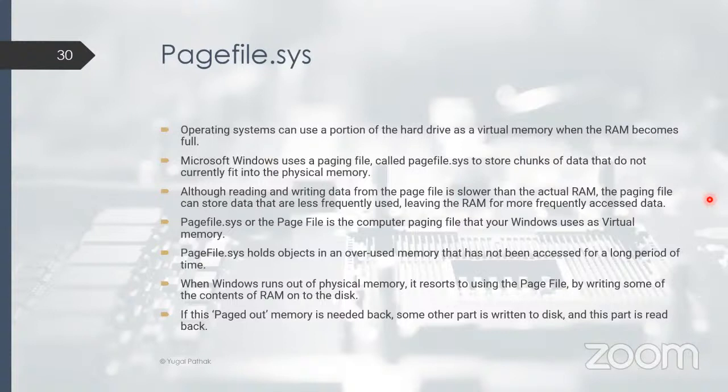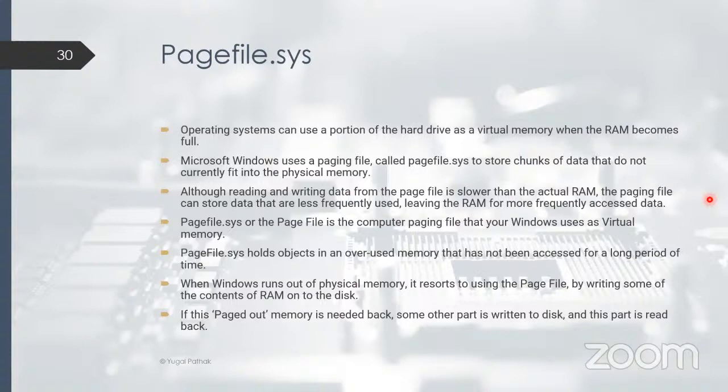Now, although reading and writing data from the page file is slower than the actual RAM, the paging file can store data that is less frequently used, and when the RAM requires it, it can be accessed by the RAM from there. Now, pagefile.sys holds all the virtual memory we have inside a system, and it has almost all the data that the RAM processes inside the system.